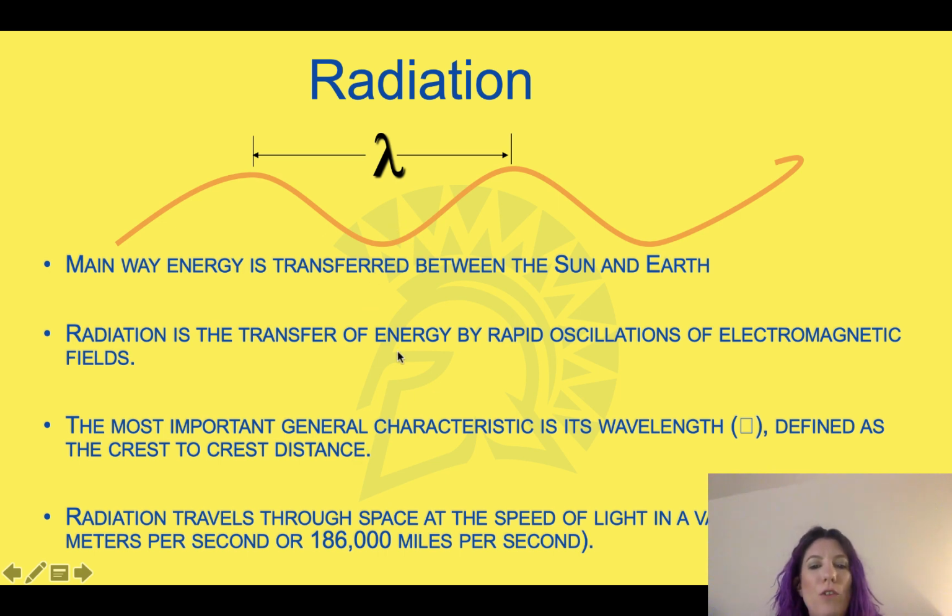And then radiation travels at the speed of light, right? We have solar radiation, which is visible when we see it, traveling at 186,000 miles per second. So it's moving pretty fast.